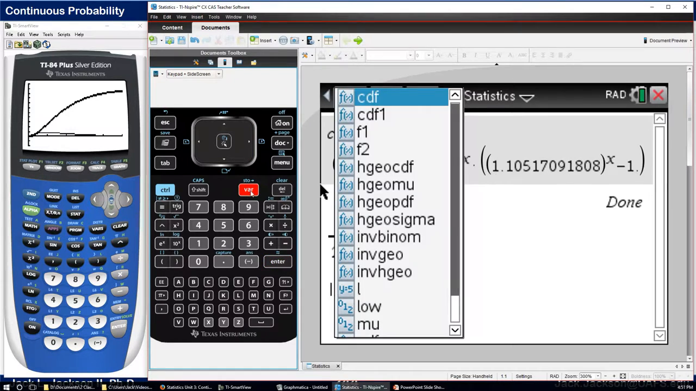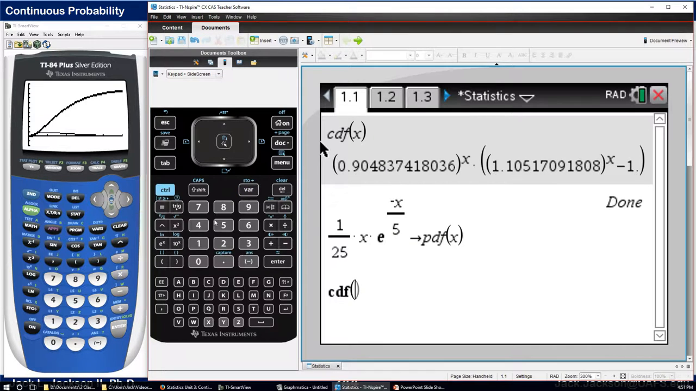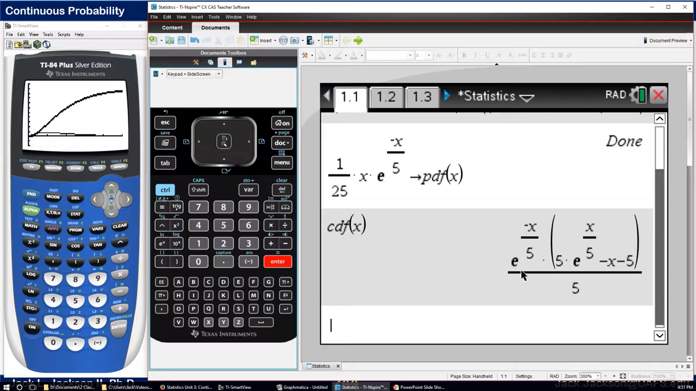Okay, so let's see if it did. CDF of x now should be appropriate. It may actually give me a formula for this. Yeah, that's actually the formula for the CDF, using some fancy calculus stuff that's built into the calculator, since this is a CAS version.